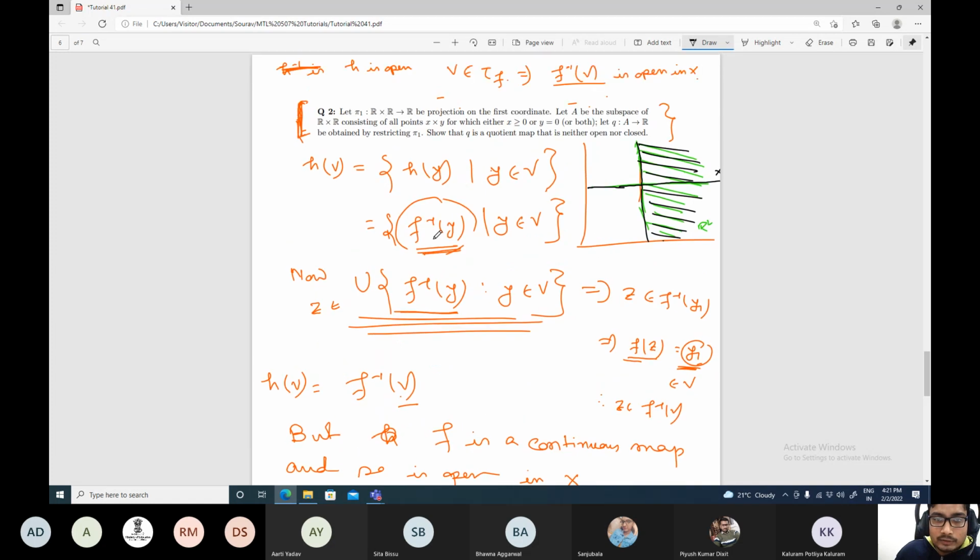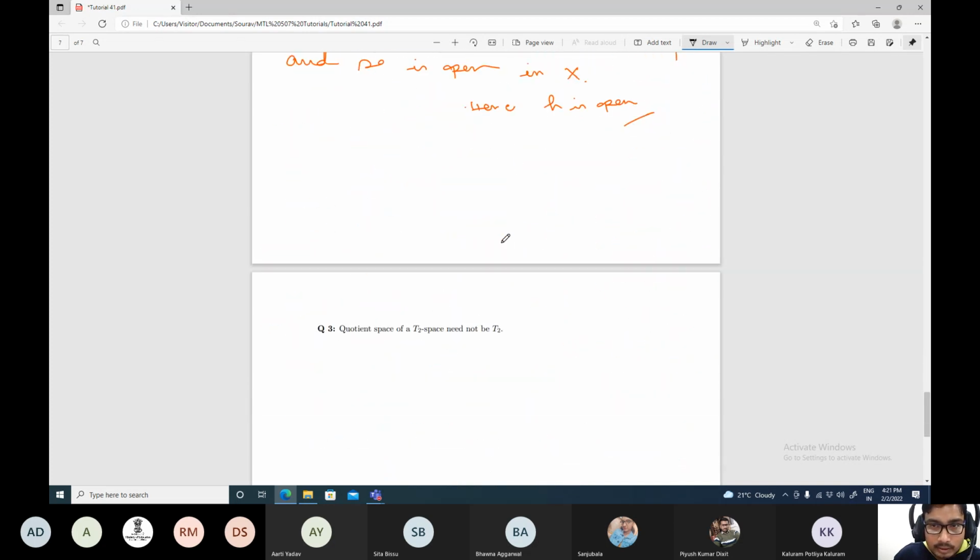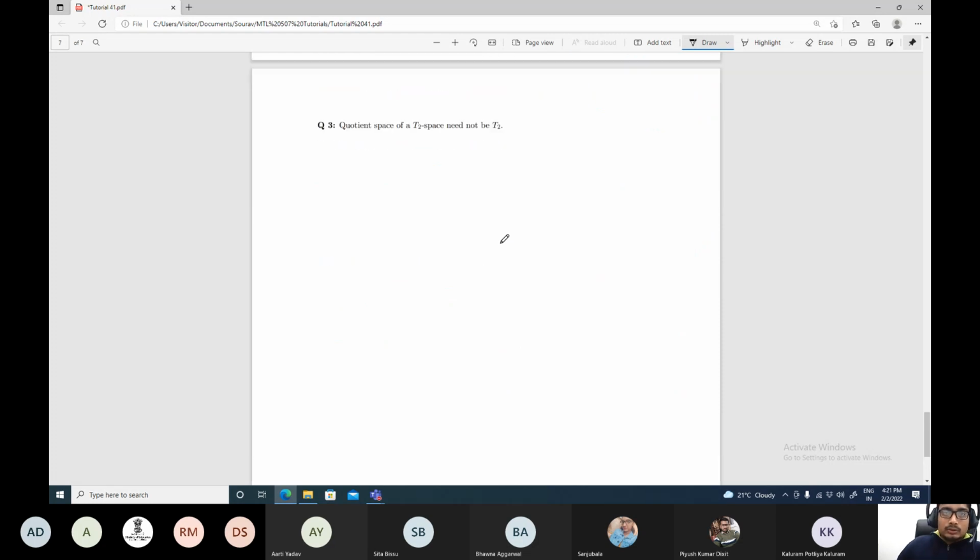So if you are able to solve it, then it's fine. But if you are not, then please ping me. I will send you the solution. Okay, handwritten solution. Okay, so now this one.